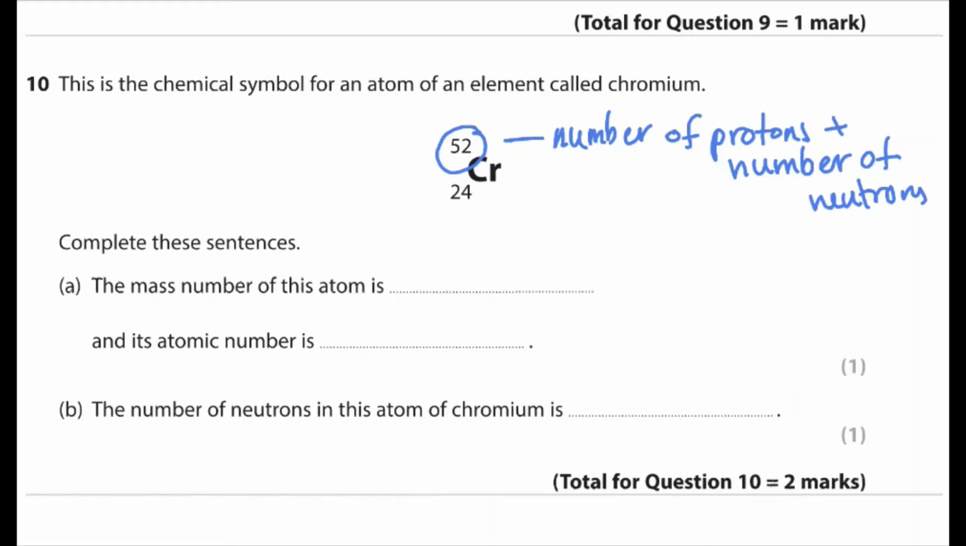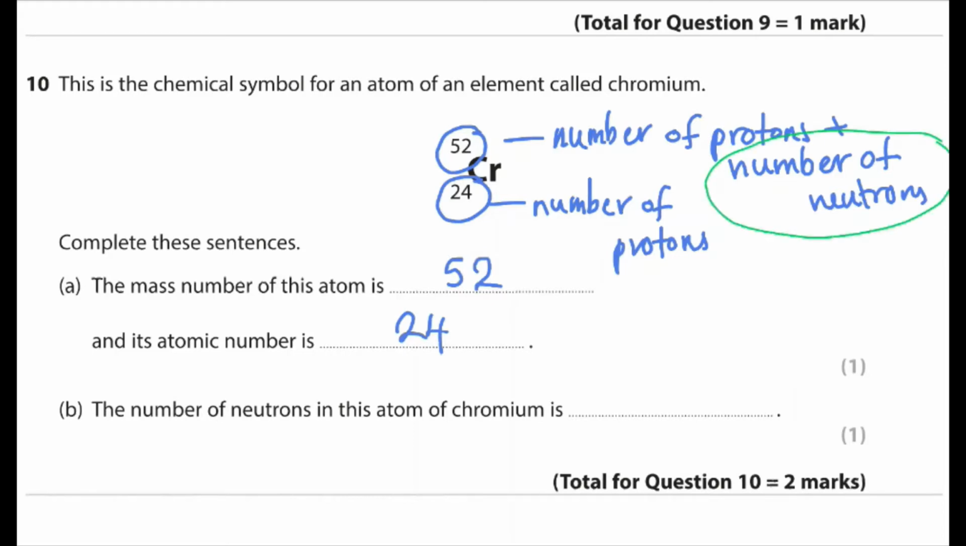So the mass number of this atom is 52. Then there's the atomic number, which is the number of protons. That is 24. The number of neutrons in the atom of chromium: we know the number of protons is right inside this, so we can subtract the atomic number from the mass number, which is 52 minus 24. You'll get the answer as 28. So the answer is 28 here.